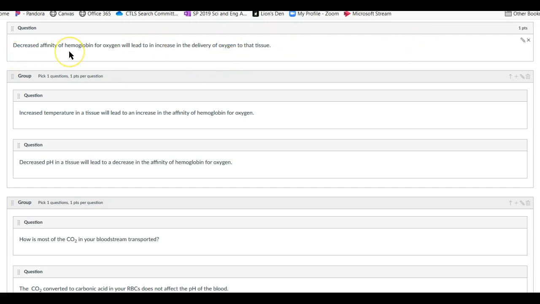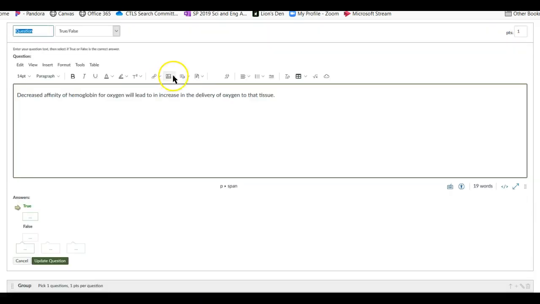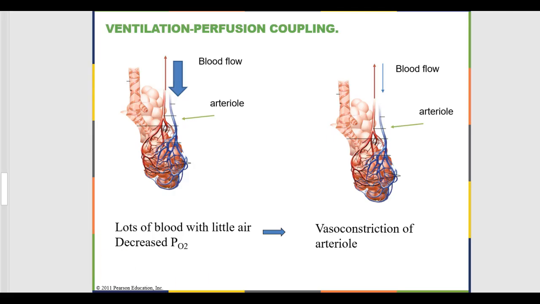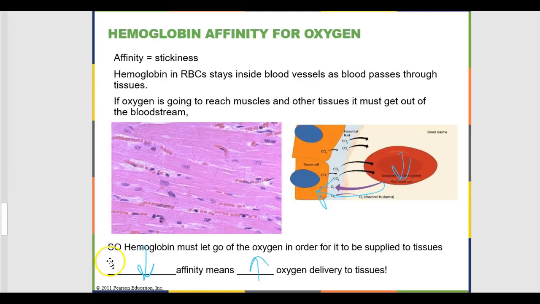Let's see. Decreased affinity of hemoglobin for oxygen will lead to, should say, an increase in the delivery of oxygen to that tissue. This is a true statement. And there we go. It is keyed as true. So for this, what you need to remember, and let me delete all this stuff.